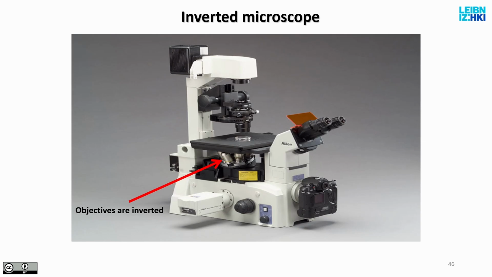where the objective lenses sit underneath the sample. This has the advantage, of course, that the top of the sample is accessible. So this means that if you want to change solutions on your samples, you can easily do that. On an upright microscope, you cannot, at least not easily. The disadvantage is that if you use immersion objective lenses, which we talked about, then the oil or the water is put on the top of the objective lens, which is sitting basically upside down. So there is a chance that you lose your immersion liquid because it just flows off the objective lens.